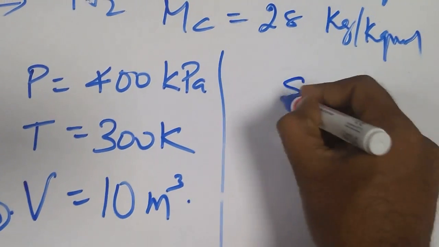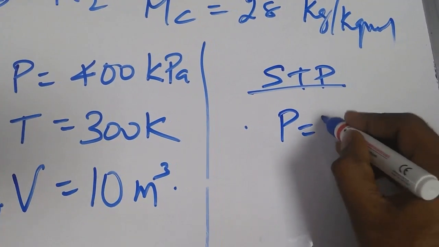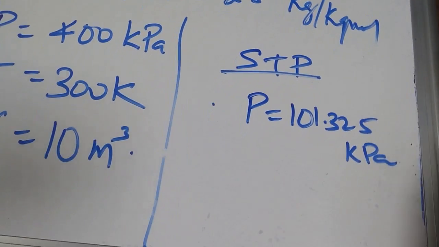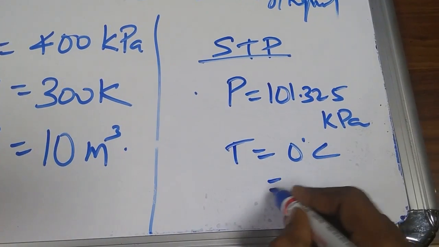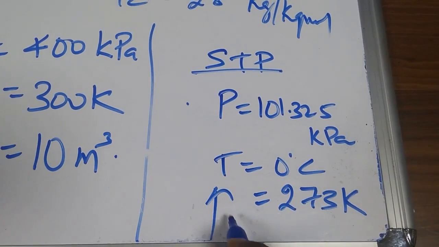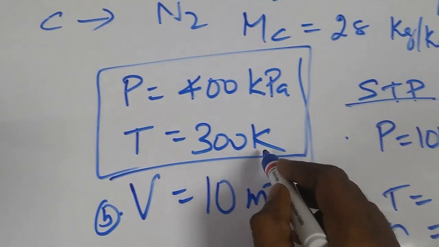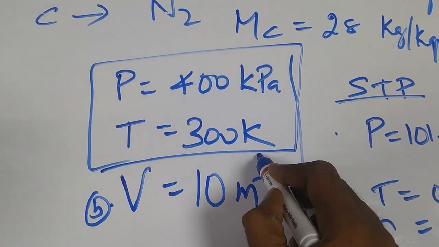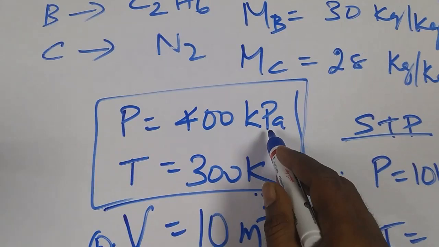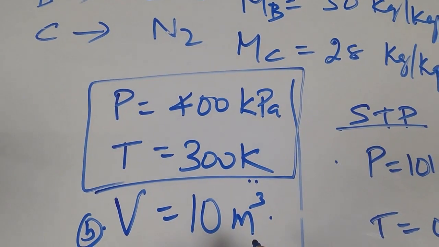What are the STP conditions? We should recall. STP conditions are pressure equal to 101.325 kilopascal, and temperature 0 degree Celsius, that is 273 Kelvin. This is required to find the density at STP condition. The working condition, that is in the well, natural gas piped at 300 Kelvin and 400 kilopascal, is needed for the density we will determine in the fourth part. Okay, so we will proceed with the problem.